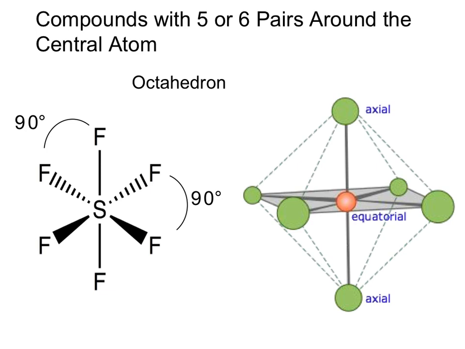So here's a good 3-dimensional representation of our sulfur hexafluoride. And we can see our axial atoms here and our equatorial atoms all in a plane in the center for a classic octahedral molecular geometry.